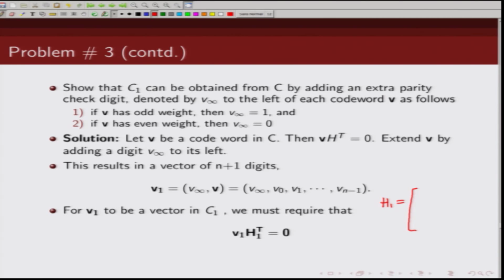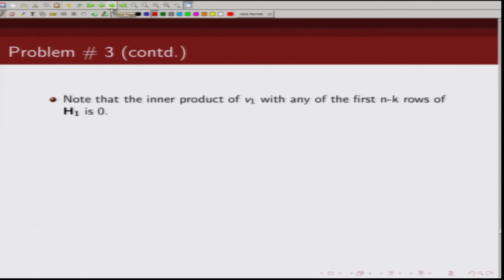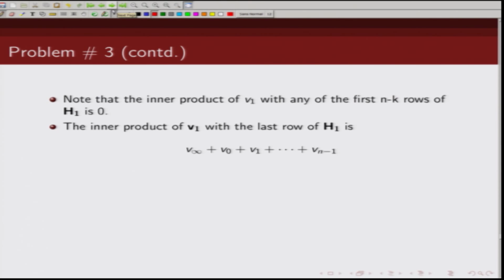Again, please recall, our H 1 is of a form like this. The first column here is 0, then you have the original H matrix, and this is the all one vector. So, when V 1 is multiplied by this last row, what we will get is a condition of this form: V infinity plus V 0 plus V 1 plus V 2 up to V n minus 1 should be equal to 0.